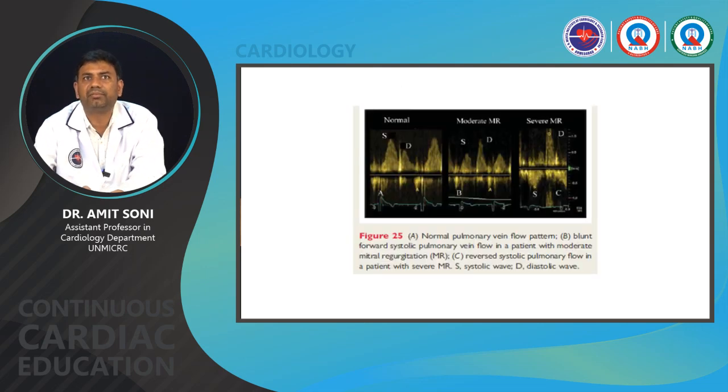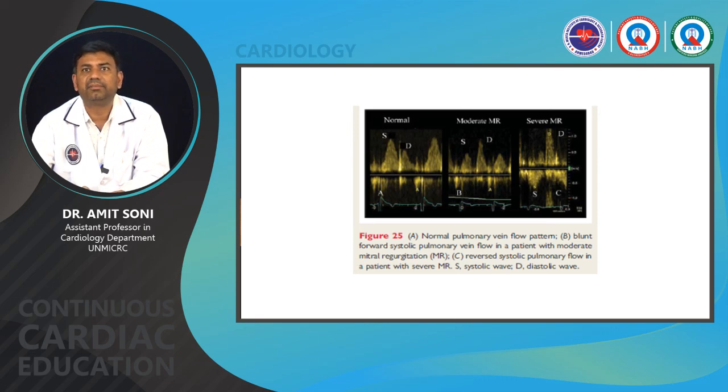So this is a normal pulmonary vein flow pattern. Second is a blunted forward systolic pulmonary vein flow in a patient with moderate mitral regurgitation. And third, there is a reversal of the S wave: reverse systolic pulmonary flow in a patient with severe mitral regurgitation. So here we can see that the S wave is reversed.